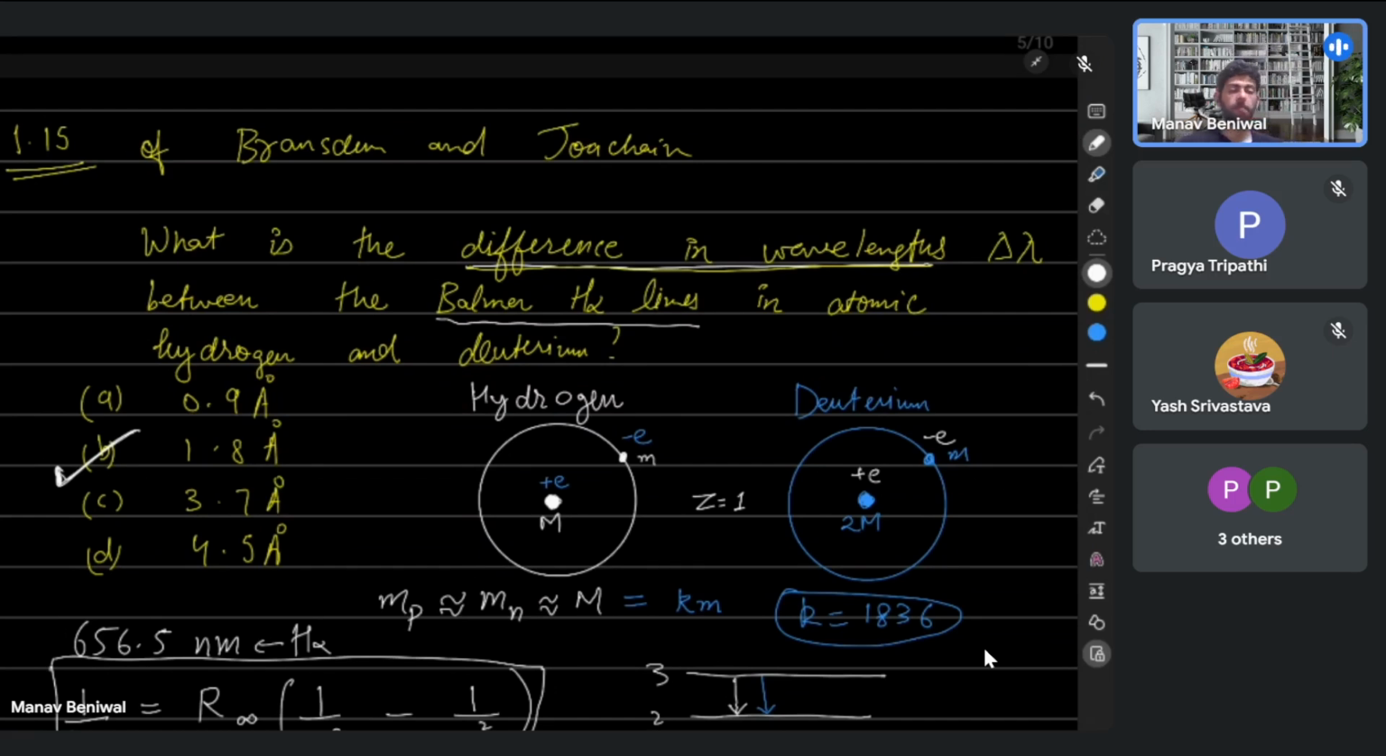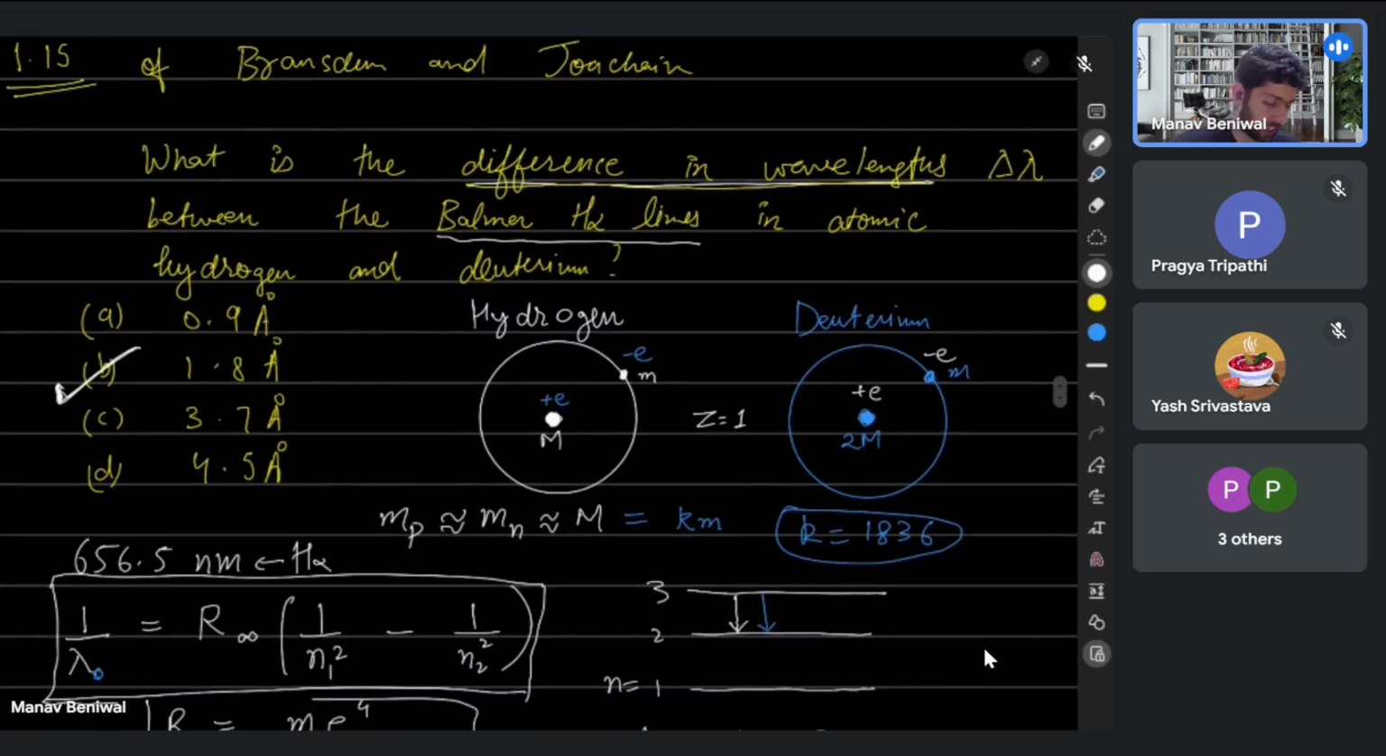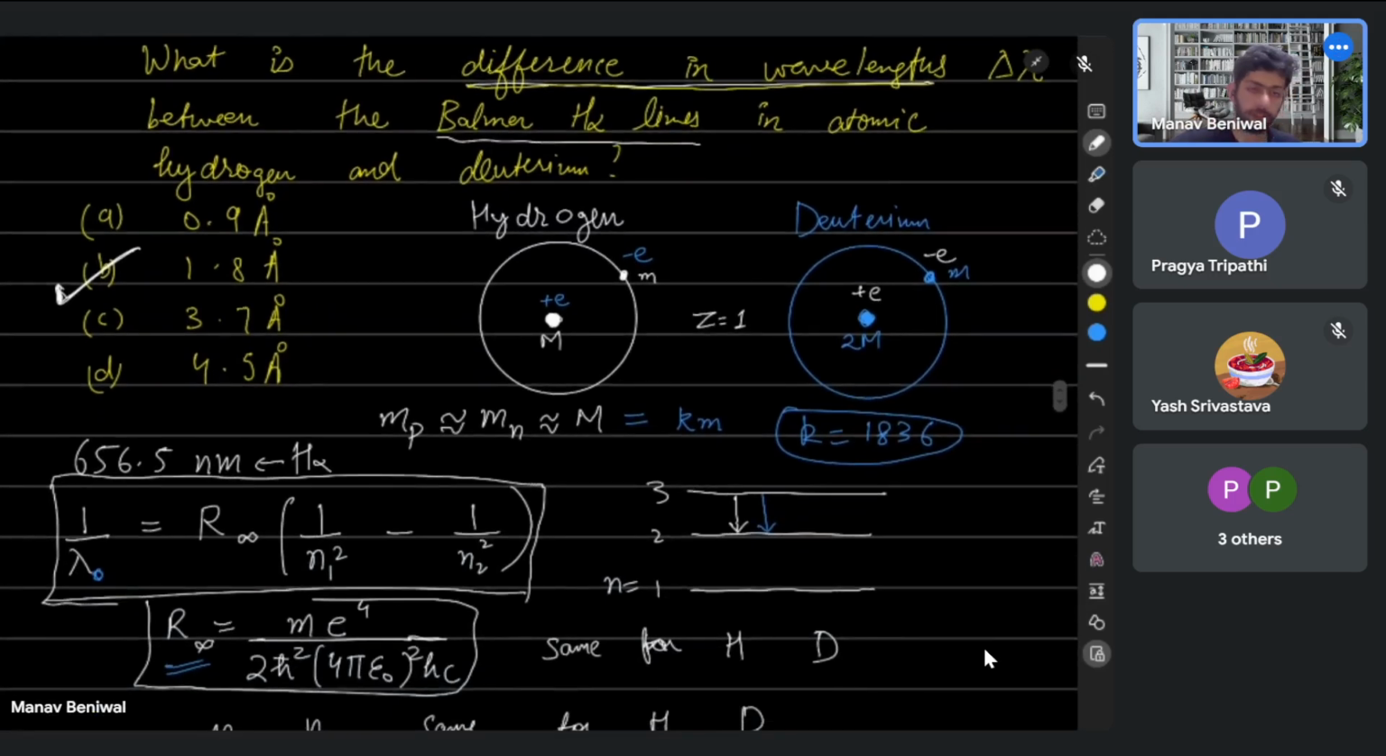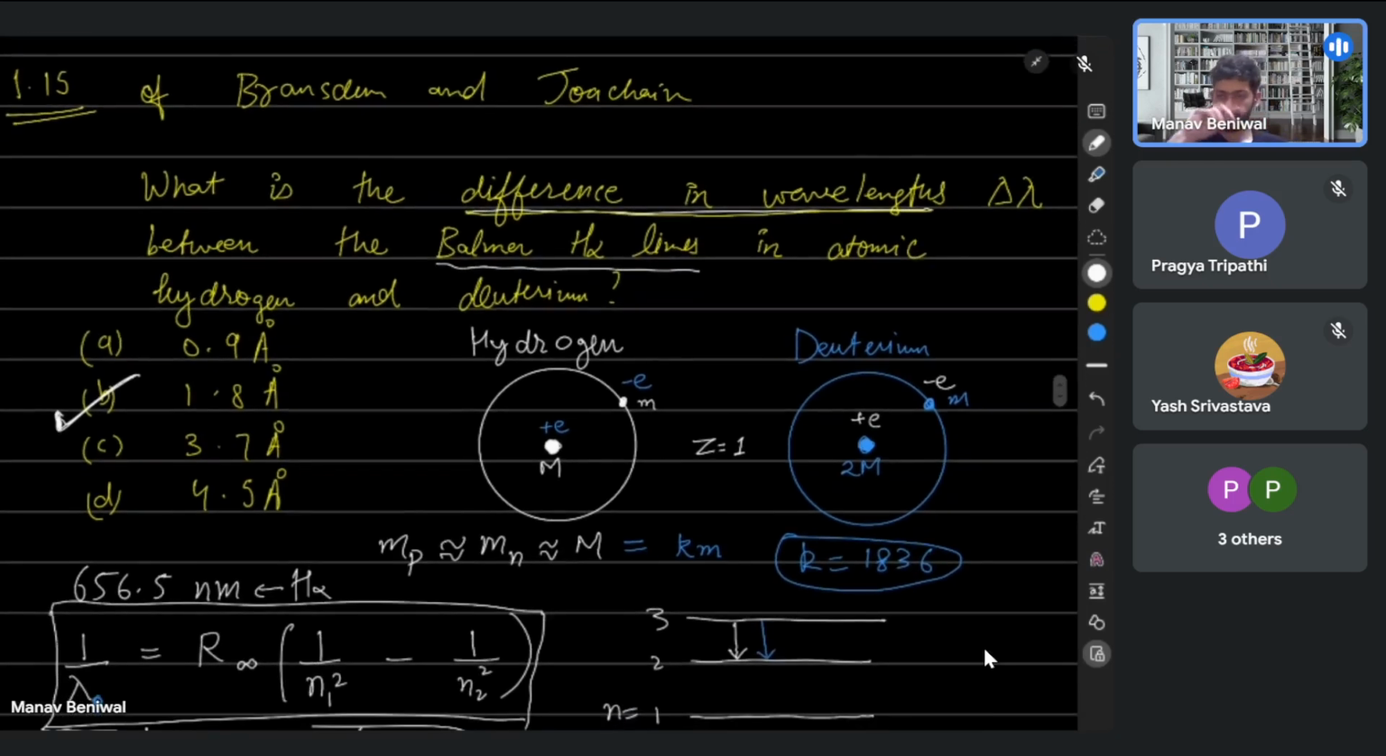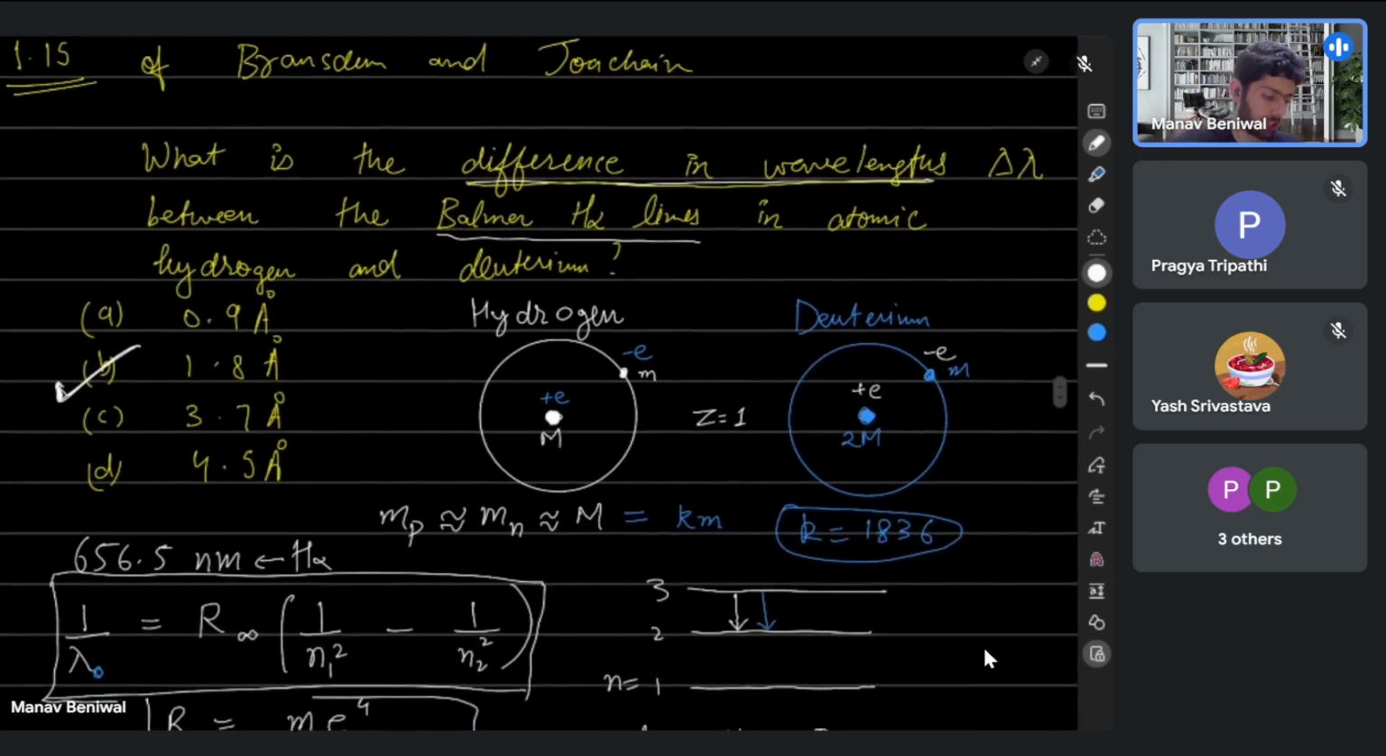Any doubts in this problem? Anyone? This was a little lengthy problem. So if you had doubts anywhere, or if you felt some portion was a little hazy, or I didn't explain properly, we can discuss that again. If not, then let me explain what is the crux of the problem.